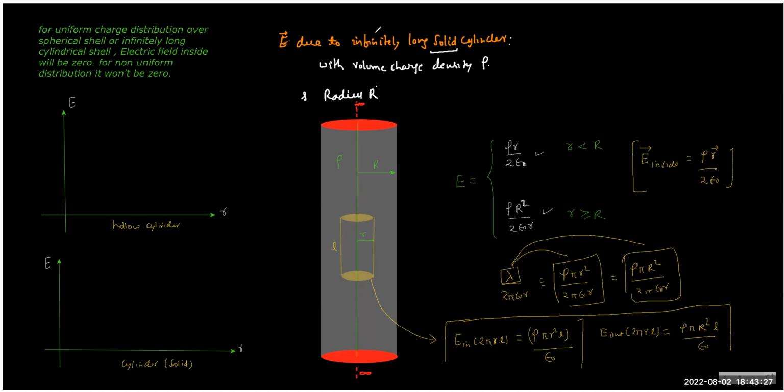And now let me plot the graph. For the hollow shell, the field will be only outside, right? And it is a 1 by R proportional relation. And for the solid cylinder, first it will grow linearly up to the surface, and then it will decay by 1 by R, right? So everything is important. You need to understand the graph is a very integral part of the JEE syllabus. So the moment you learn physics, you must learn the graph.